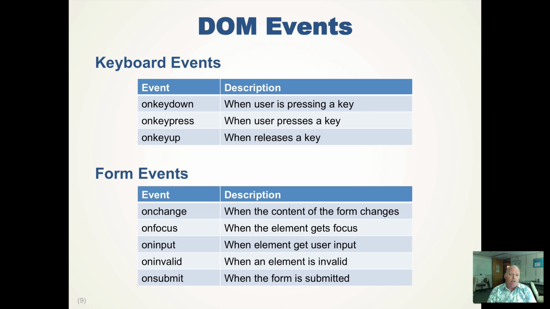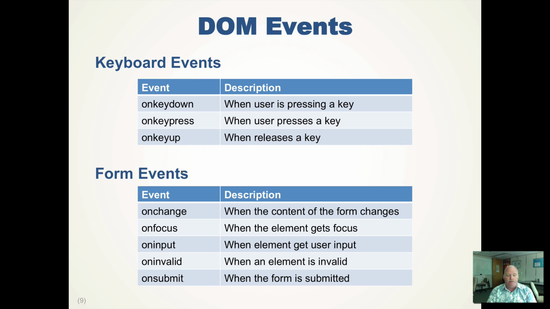Keyboard events: on key down, key press, key up. Form events: you can attach on change, so when the content of the form changes, you'll be given an event. When the user moves the focus into a particular input, you can add an on focus event. On input is when they did something, like selected a value, typed in a text box or whatever; you would get an event when the user has provided input.